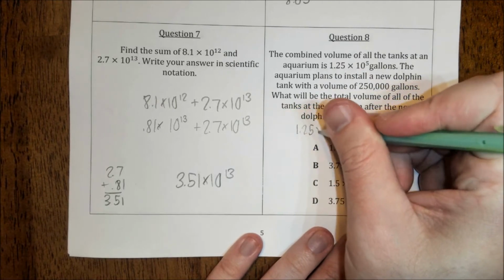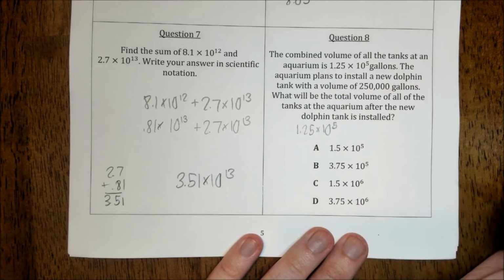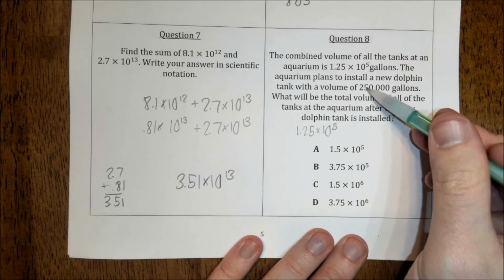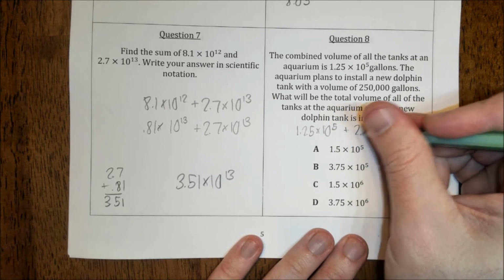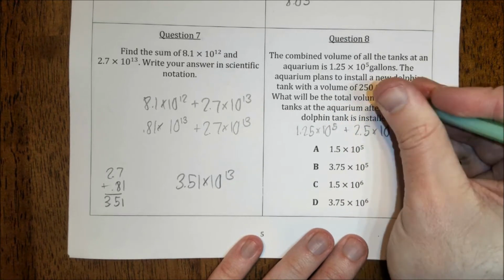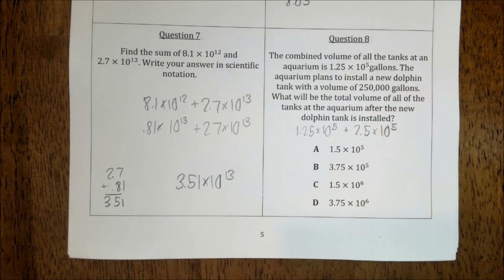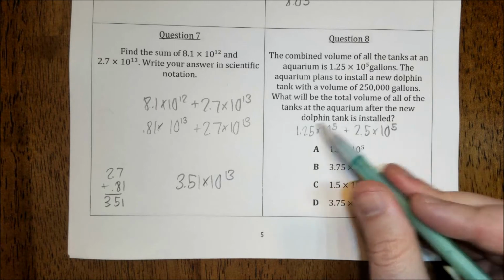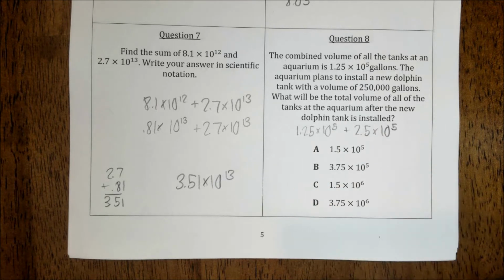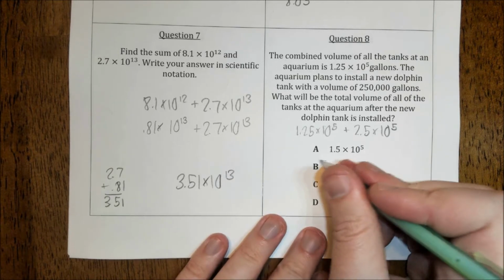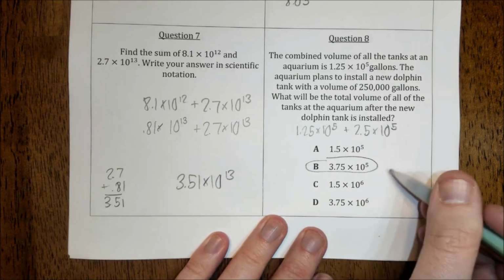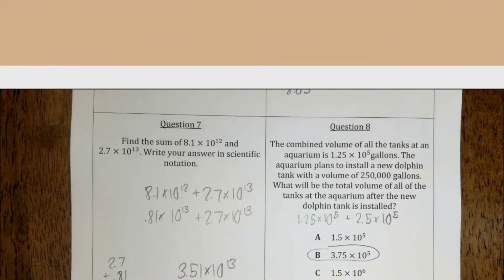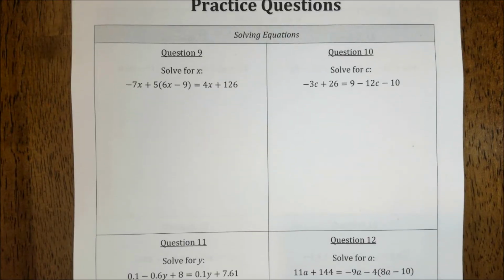This will be much easier to do if both the numbers are in scientific notation. So that one already is. This one is going to be 2.5 times 10 to the 5. Hey, look at that. They're already matching exponents. So all we have to do is just add 2.5 plus 1.25. And that gives us 3.75 times 10 to the 5th gallons. Choice B.